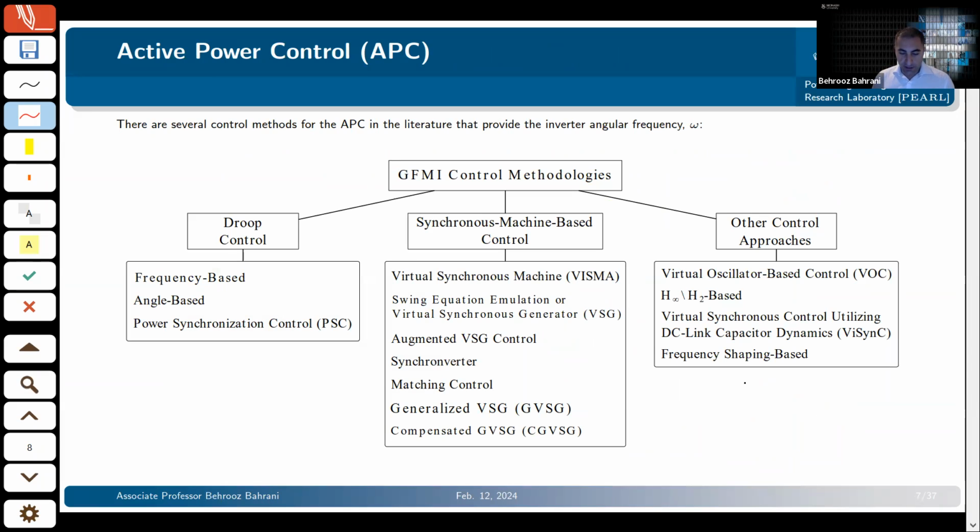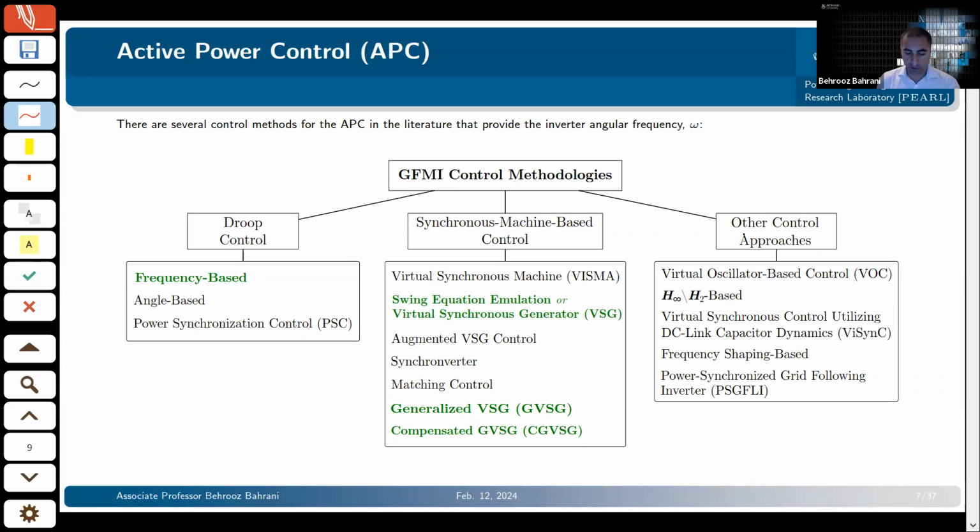Well, there is a very large number of methodologies for control of grid forming inverters. I've categorized them into three main categories here: droop-based control, synchronous machine-based control, and other approaches. There might be more, but these are the categories that I was looking into. A number of them are, of course, much more utilized and well accepted. Frequency droop is very well accepted, and VSG is also extremely well established and utilized in various commercial products as well.